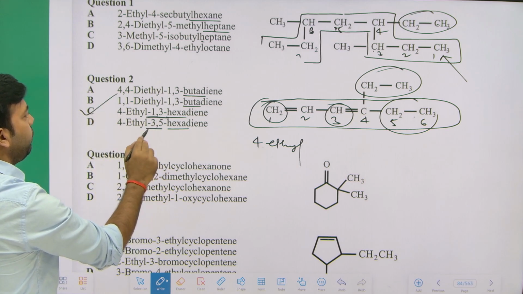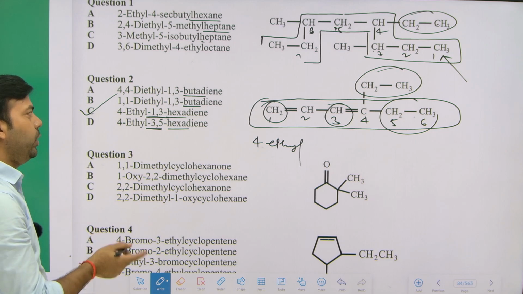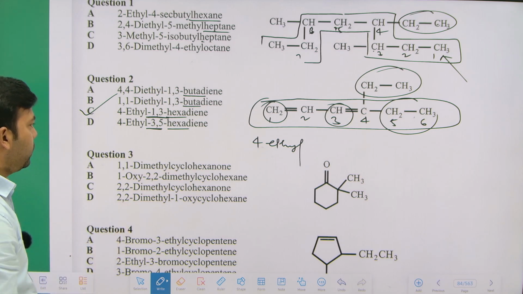You can see this is 3 5 hexa, which is wrong. Okay, no need to move further. You can eliminate the answer and just move on. Question 3.